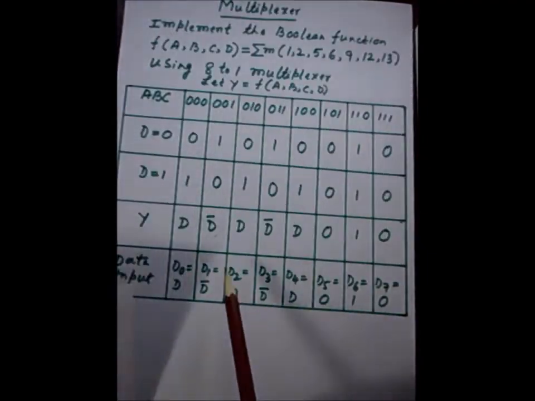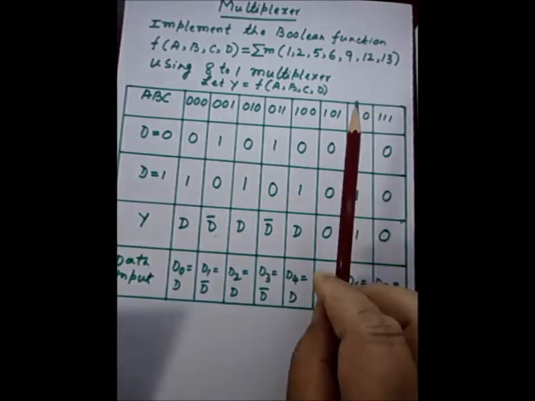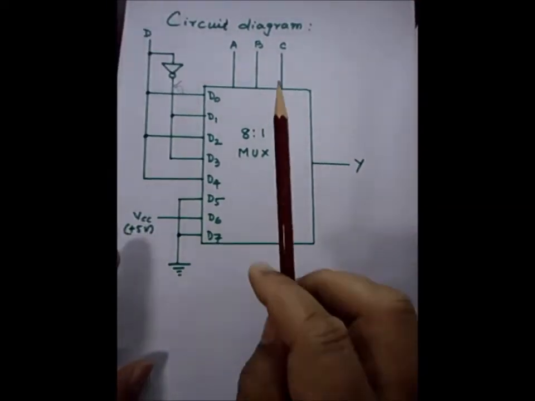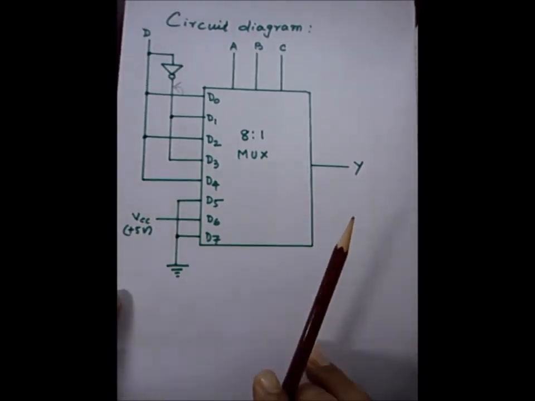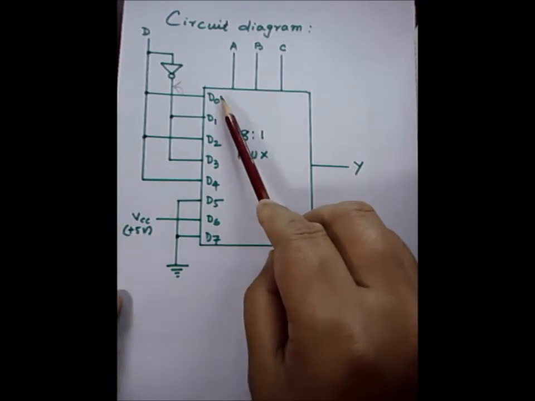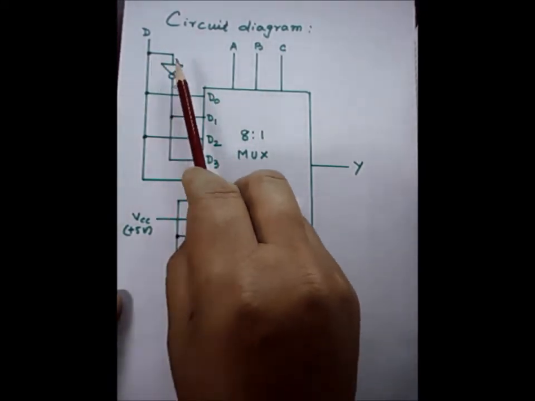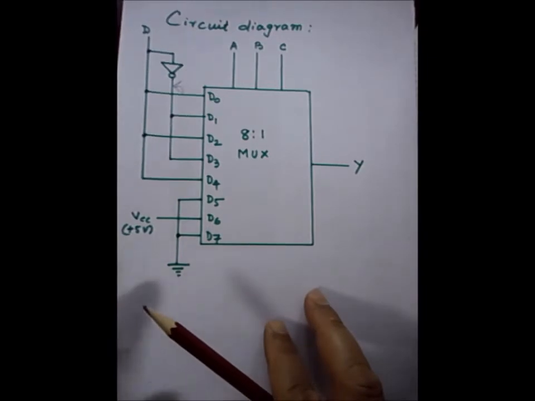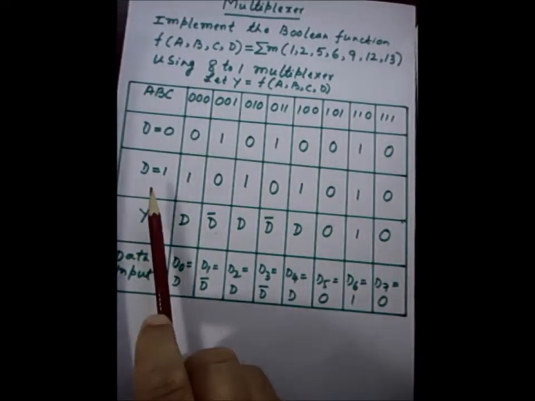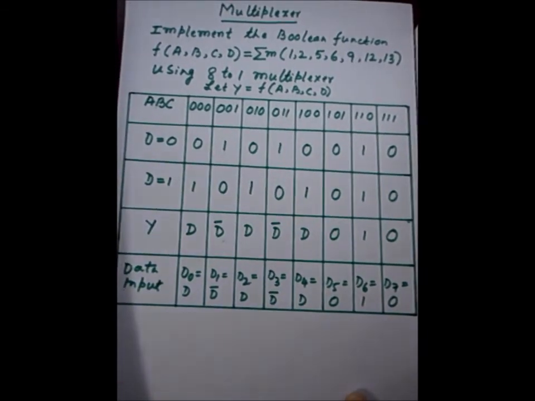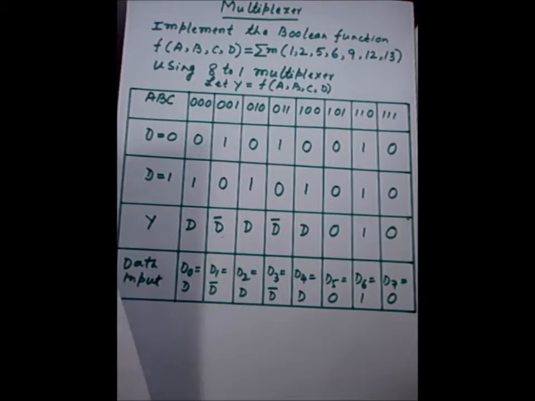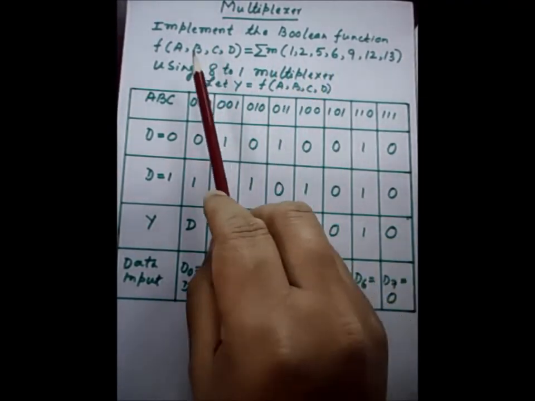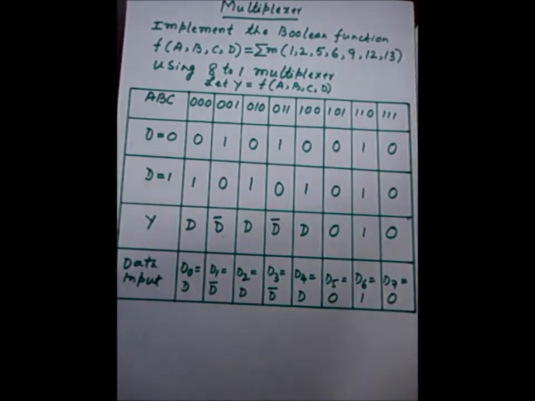In that way, if you can construct this truth table, then constructing the circuit diagram is according to the truth table only, and it is very simple. Only the connections of D0 to D7 matter, which one wire you have to connect. It can be D, it can be D bar, it can be 0 voltage, or it can be 5 volt, that is VCC, according to this table only. That is the design of an 8:1 multiplexer, where only three selects are available, but we are implementing it for 4-variable Boolean functions.